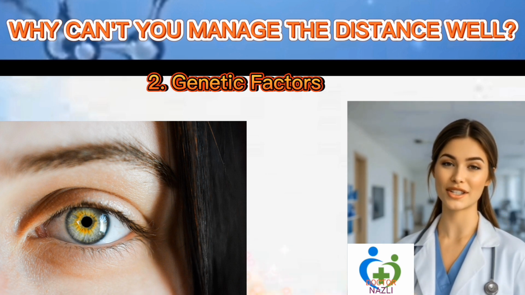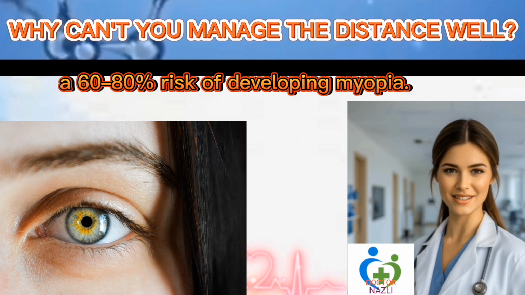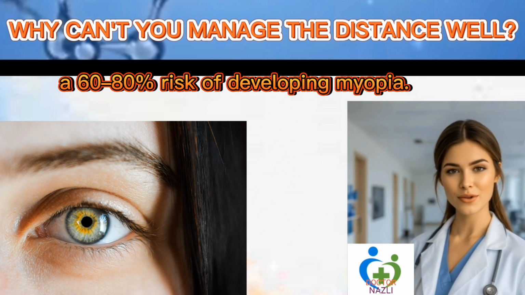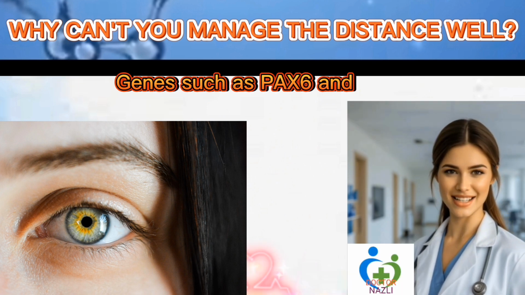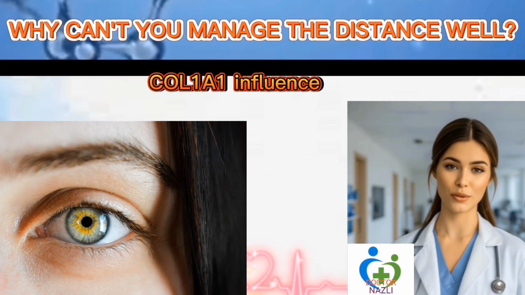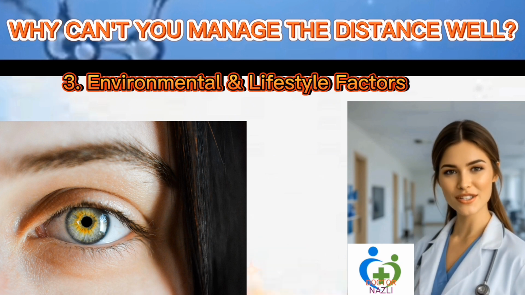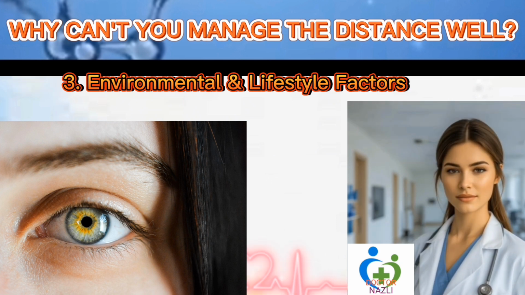2. Genetic factors. Children with two myopic parents have a 60 to 80% risk of developing myopia. Genes such as POX6 and COL1A1 influence eye tissue development and structural integrity. 3. Environmental and lifestyle factors.